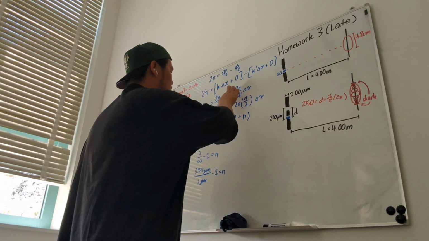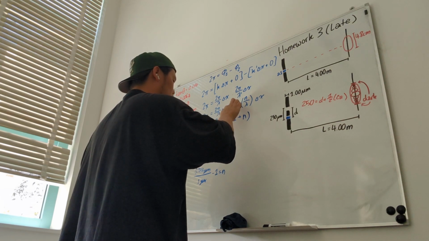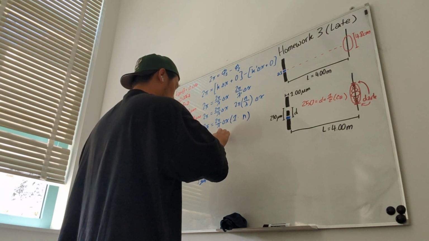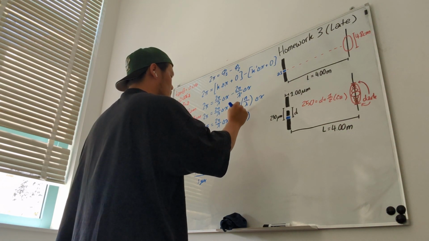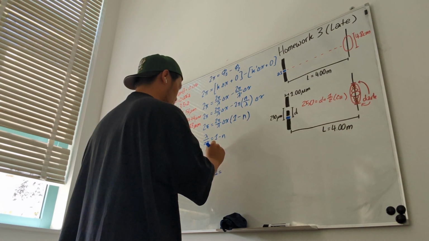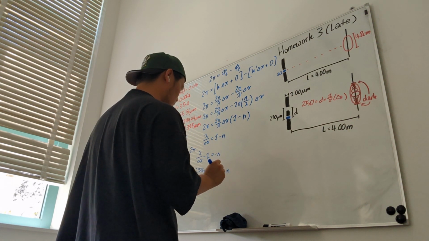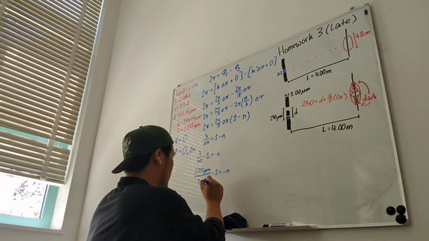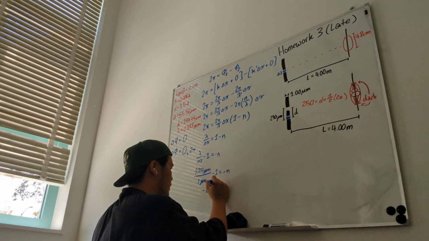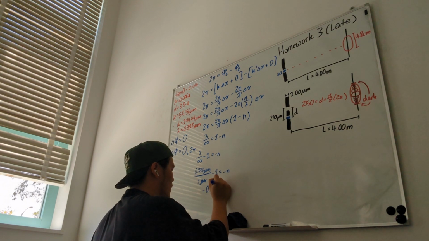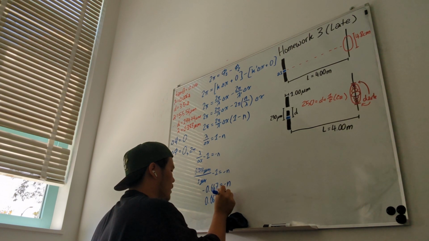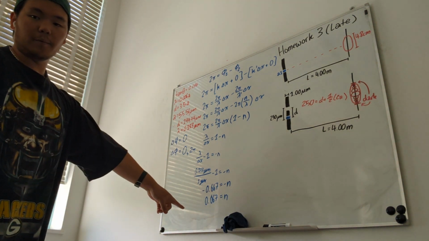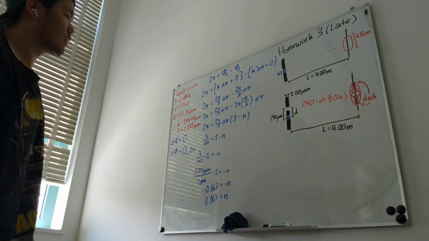Oh, wait, I put a plus here, not a minus. Obviously, this is flipped off. This should all be negative. Minus n. What we're left with is negative 0.667 equals negative n, which just leaves us with 0.667 equals n. That is a problem. N cannot be less than 0.